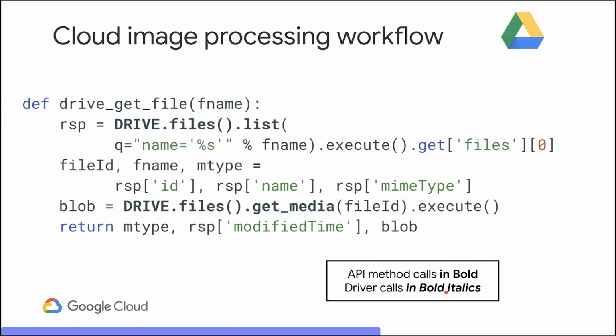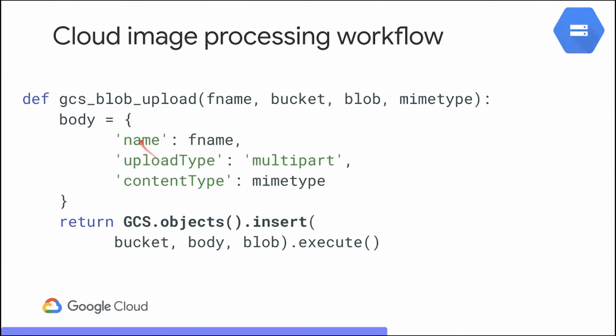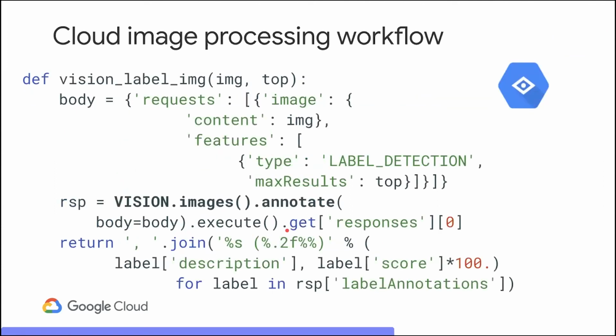So to look at these separately, downloading from Drive, how hard is it? 1 line to find the file. I'm querying for the file given the name. Once I have the name, I grab information about it, like the file name, the file ID, and the MIME type. And then I say, give me the binary blob that makes up this file. The things that I need are the MIME type, the last updated time, and the actual binary itself. So that's 4 lines, pretty basic. Upload to cloud storage. Here's my metadata. All right, insert that into cloud storage. Easily done.